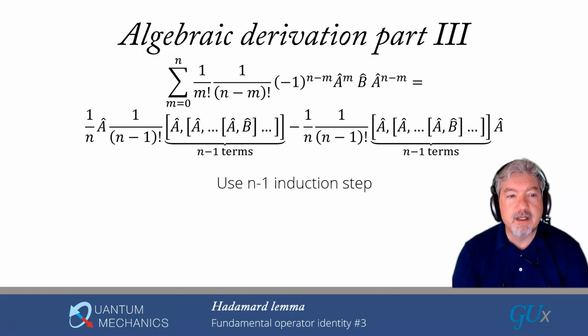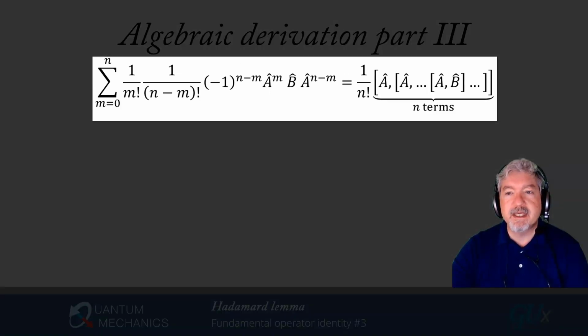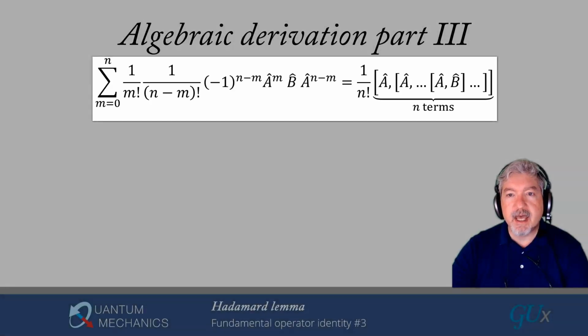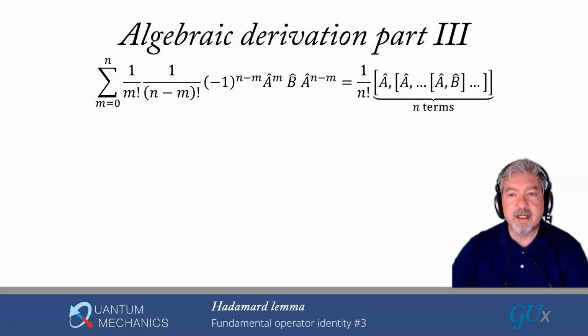Now, look at what we've got. The 1 over n minus 1 factorial times a 1 over n. That's going to give me a 1 over n factorial. I get that on both terms. And then you see I have an a hat to the left multiplied by the nested commutator minus the nested commutator times an a hat on the right. And that indeed is a commutator of a hat with that n minus 1-fold nested commutator. And so we get 1 over n factorial, this n-fold nested commutator. And that's it now. We're done. That has done the proof of the Hadamard identity.